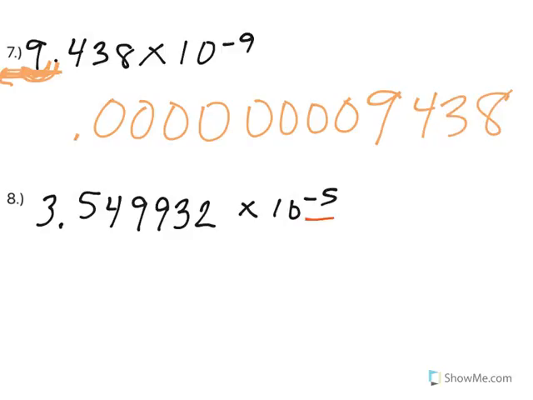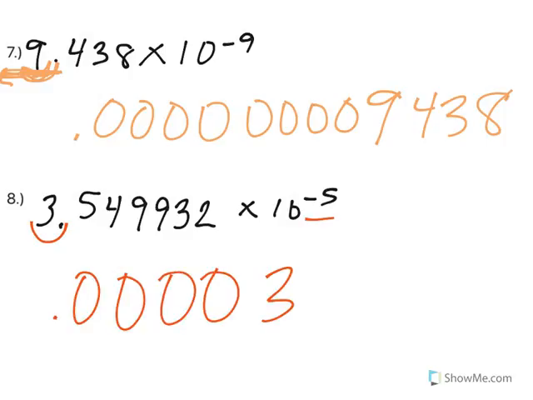Similar here, I have -5. So I'm going to go 1, 2, 3, 4, 5. I need 4 zeros and then all of my non-zero numbers.